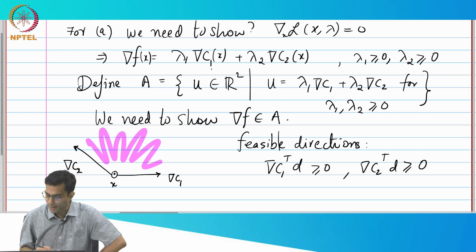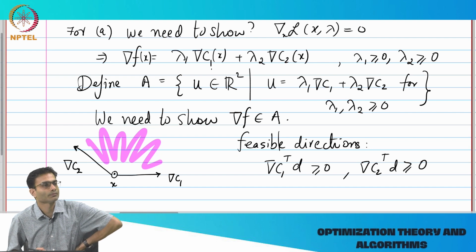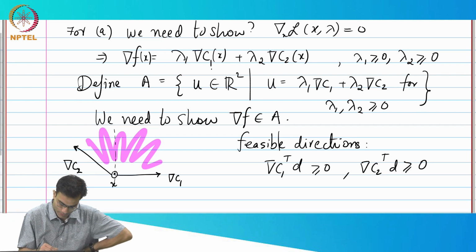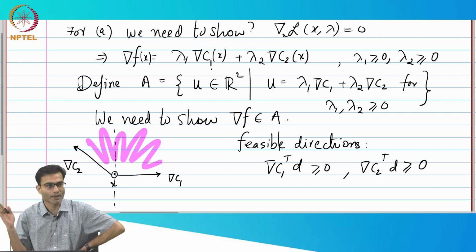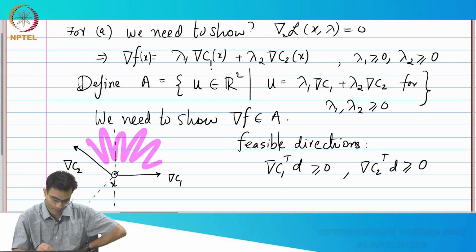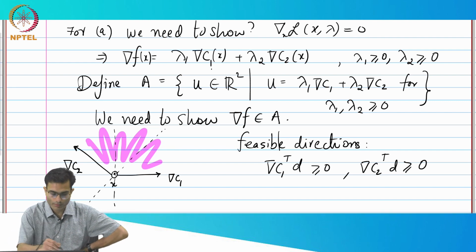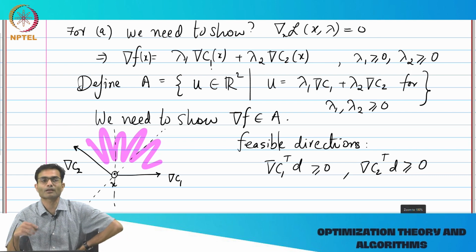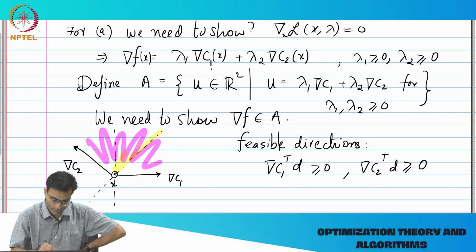Grad C1 transpose d greater than or equal to 0 defines what kind of geometric object? Half space, right? So I would draw something like this. And am I to the left or the right of this? I'm to the right of this. Similarly, I take grad C2 transpose d greater than or equal to 0, also a half space. So I sketch one thing like this. Where are my legitimate feasible directions? They're in this intersection over here.